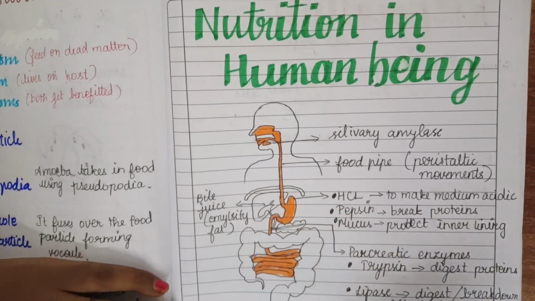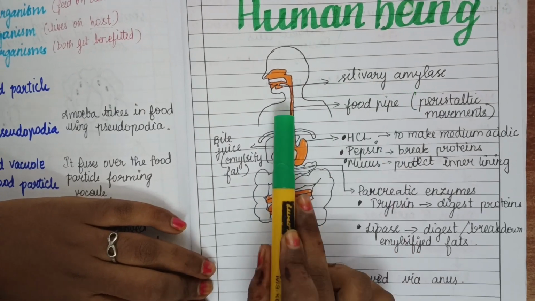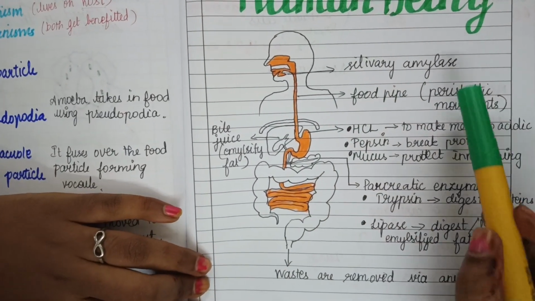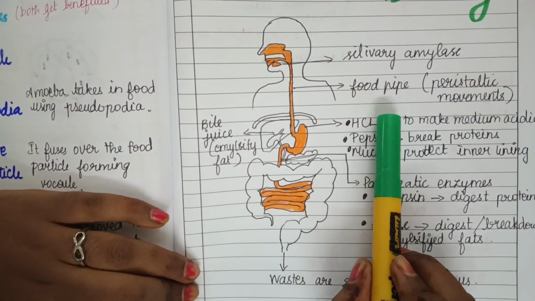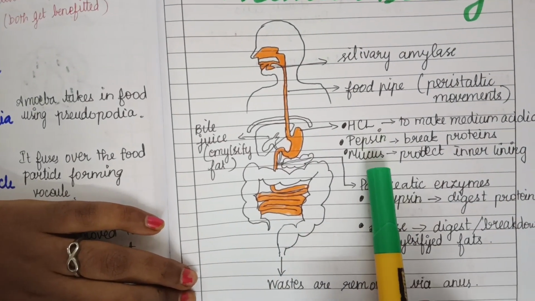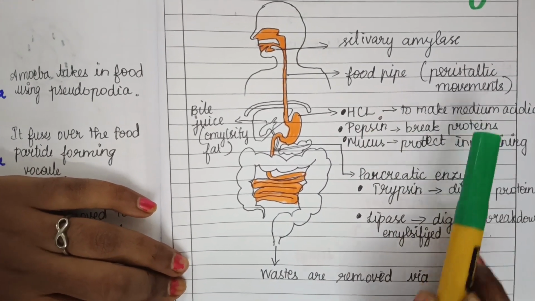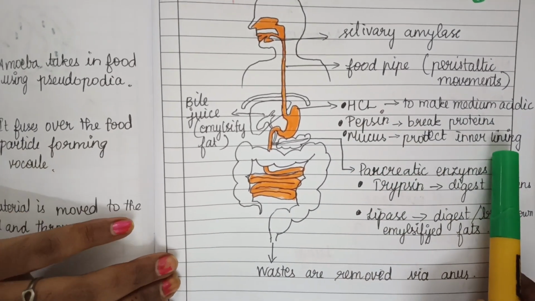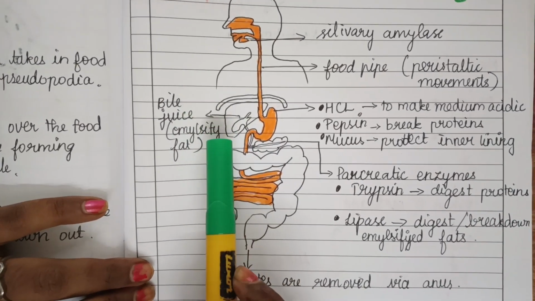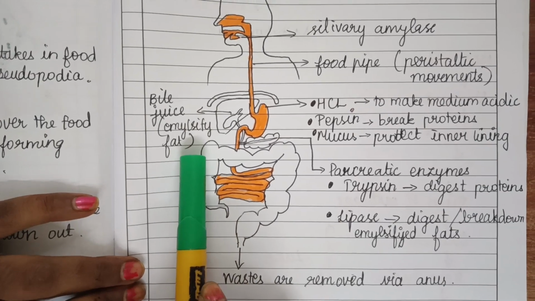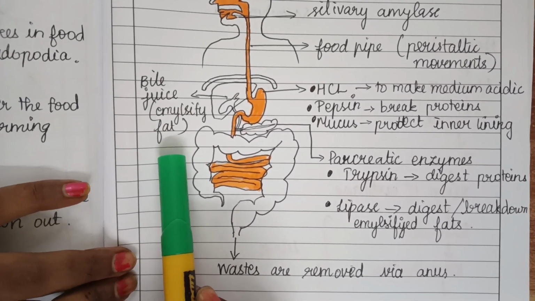I have mentioned the enzymes secreted in each part. In mouth, salivary amylase. In food pipe, no enzyme is secreted. The movement is peristaltic movement. In stomach, HCl, pepsin and mucus are secreted. HCl makes the medium acidic. Pepsin breaks the protein. Mucus protects the inner lining of the stomach. They get enzymes from the liver. Liver secretes bile juice. Bile juice is used to emulsify fat. Emulsification is breaking down of large fat globules into small fat globules.